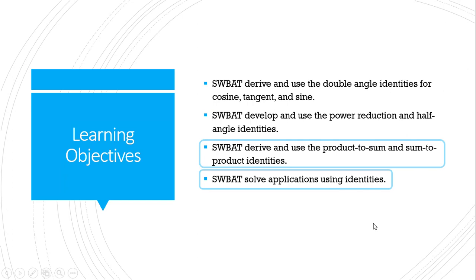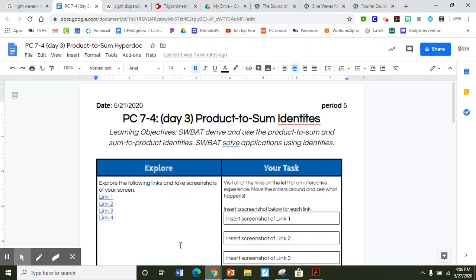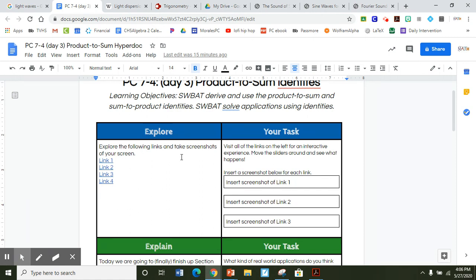So at this time, I want to show you what you're going to be doing for your warm-up really quick. And then we'll segue back to this and finish with the presentation. So on your HyperDoc, you'll see explore the following links and take screenshots of your screen. So there are 4 different links that you're going to go to.